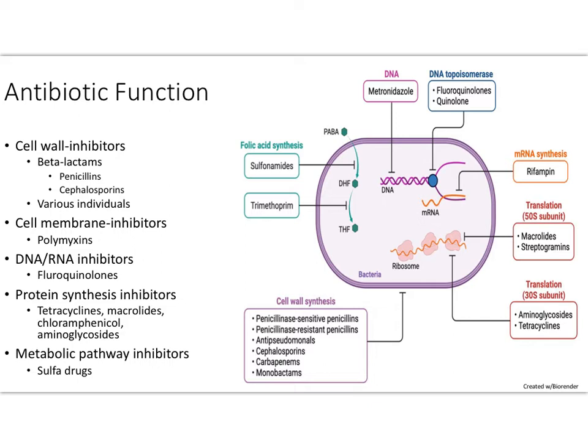but just for now, what I want you to look at on this slide is that cell wall inhibitors are divided into 2 subcategories: the beta-lactams, which are composed of the penicillins and the cephalosporins, and just various individual antibiotics. Cell membrane inhibitors are called, for the most part, polymyxins. DNA and RNA inhibitors are the fluoroquinolones, mostly. The protein synthesis inhibitors are the tetracyclines, macrolides, chloramphenicol, and aminoglycosides. And then the metabolic pathway inhibitors are sulfa drugs.